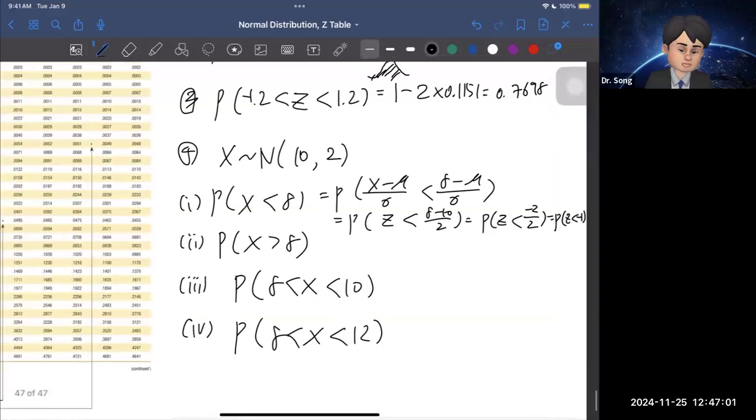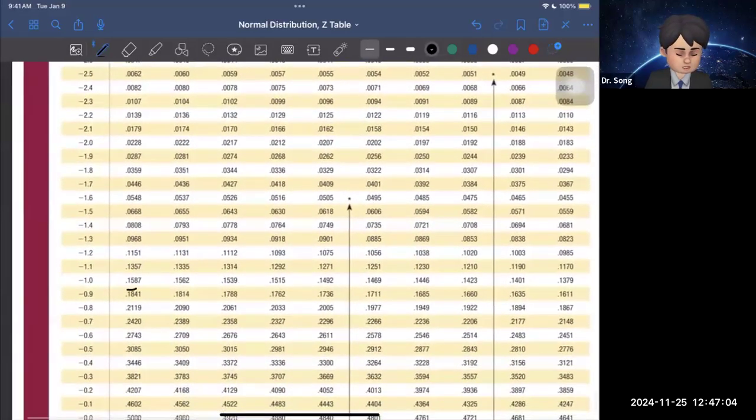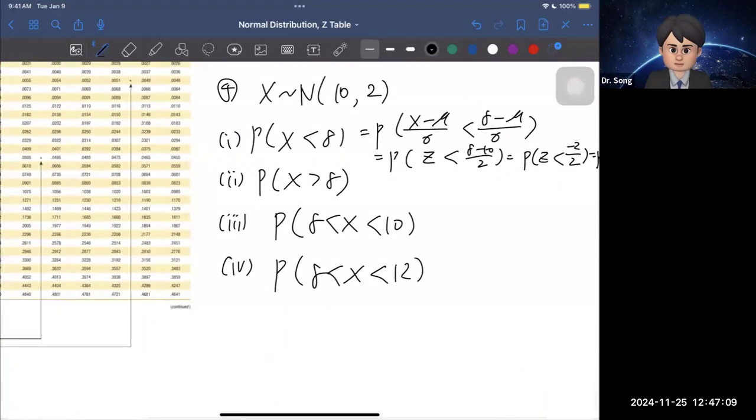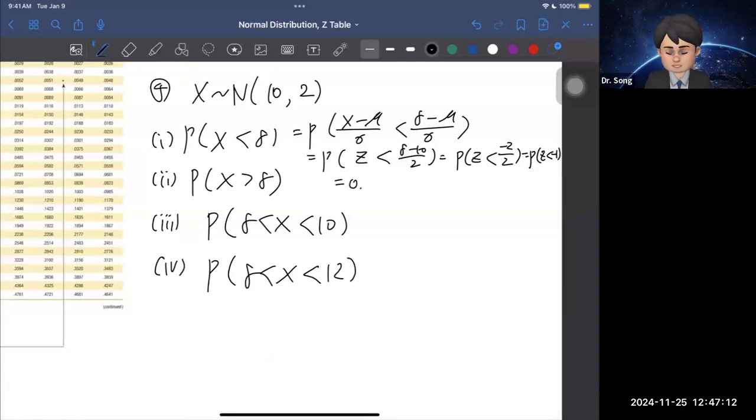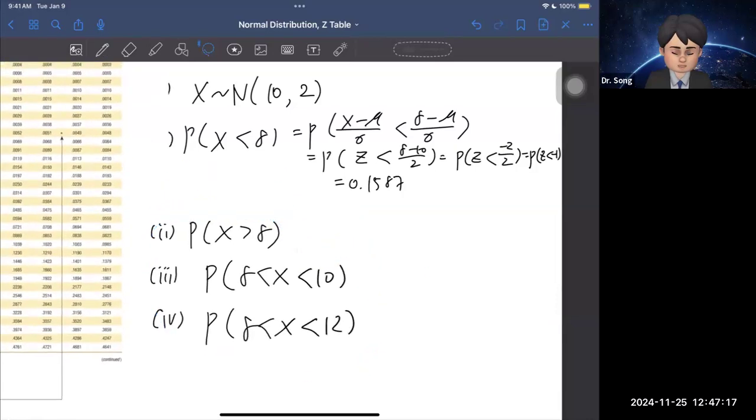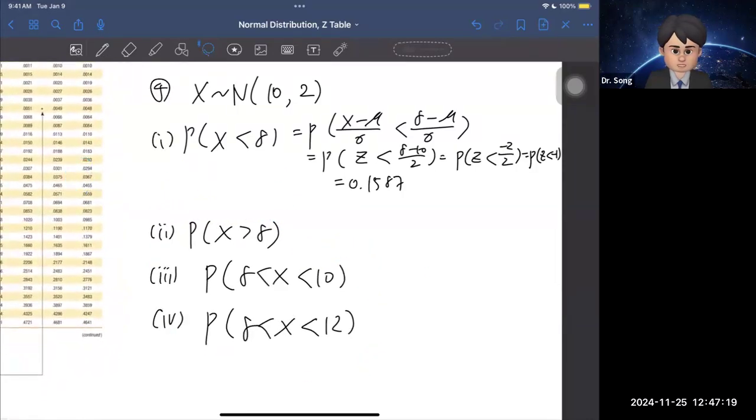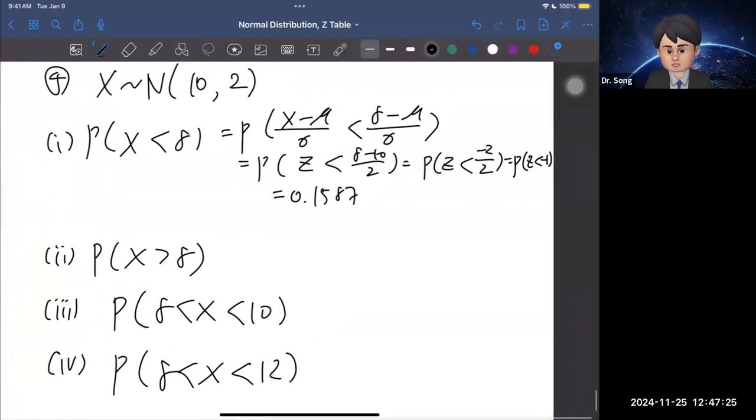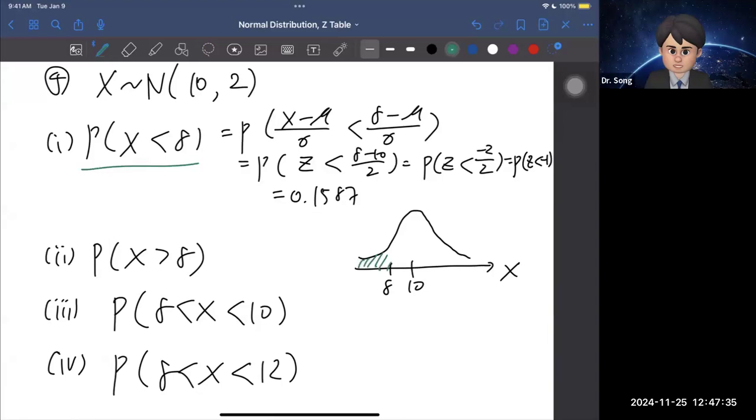Same as before, you go to the table and find negative 1. That is 0.1587. So the answer is 0.1587. Now the second question is to find the probability X is greater than 8. Again, it's very helpful when you sketch the graph. Here is a normal distribution for X, and the center is 10. We just calculated the probability X is less than 8. This is the green shaded area, and it turns out to be 0.1587.